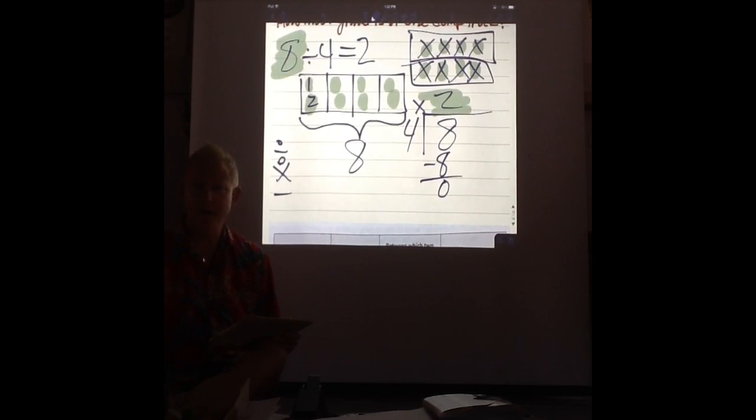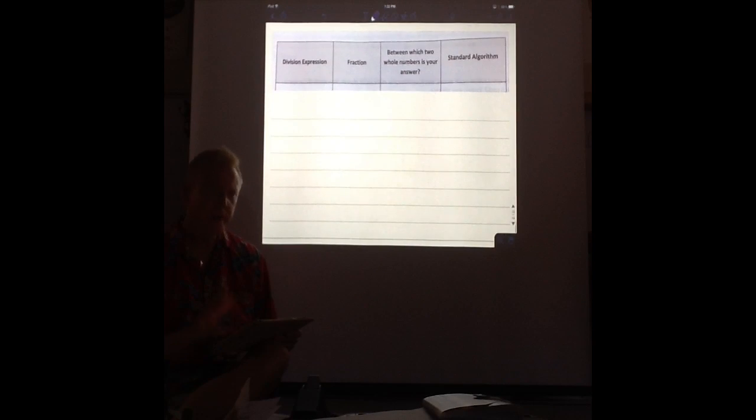See how that's done? Okay, let's do another problem. You're going to see something like this in your math book. There's a division expression. So I'll just write one out. I'm going to write out 13 divided by 3. 13 divided by 3.